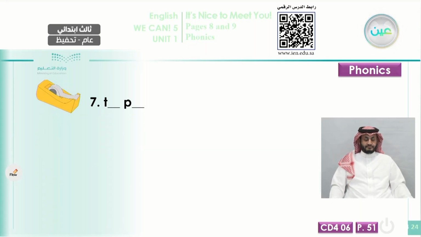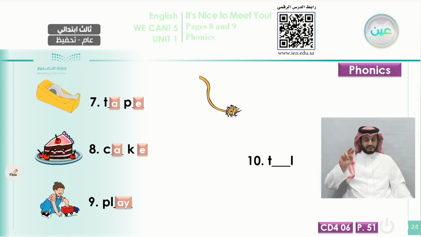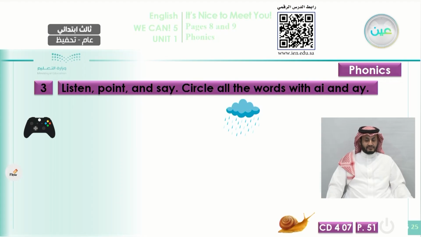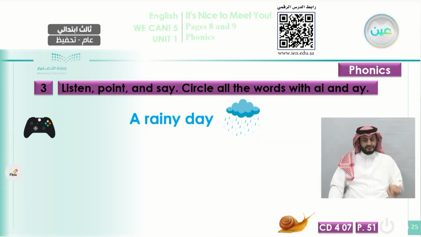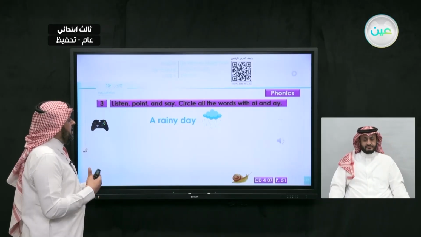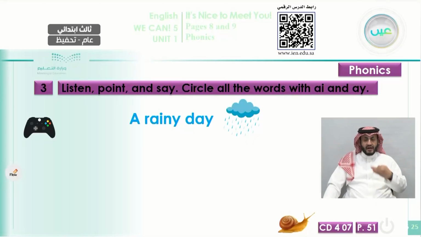Okay, we move to the next one here. We can say tape, cake, as you can see here. Okay, play, and this is a tail, as you can see here. Okay, now we move to exercise number 3. Listen, point, and say. Circle all the words with AI or AY. Rainy day. You are going to listen to your colleague chanting a chant. The title of this chant is A Rainy Day. Let's listen and you will find the words.